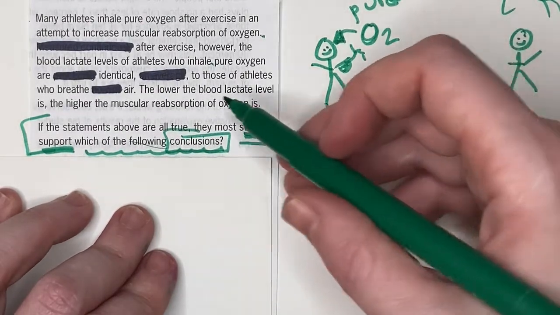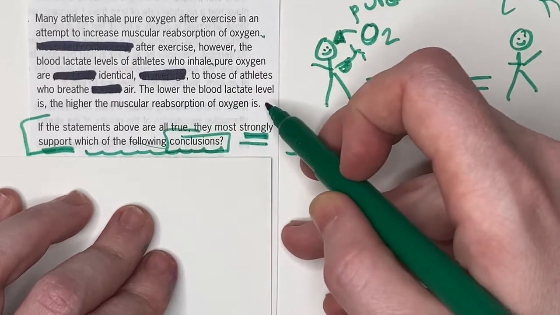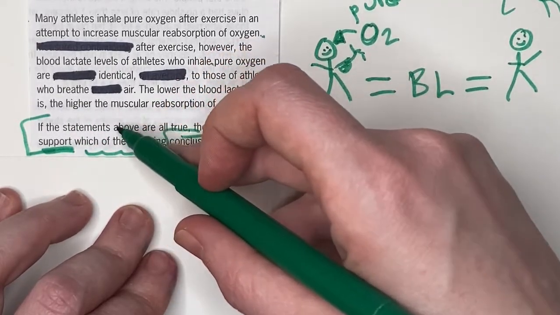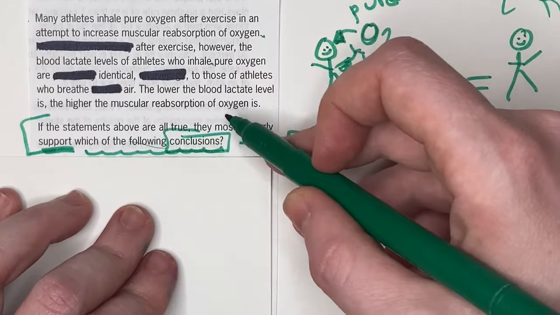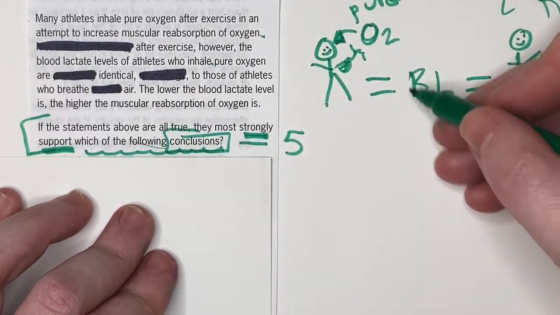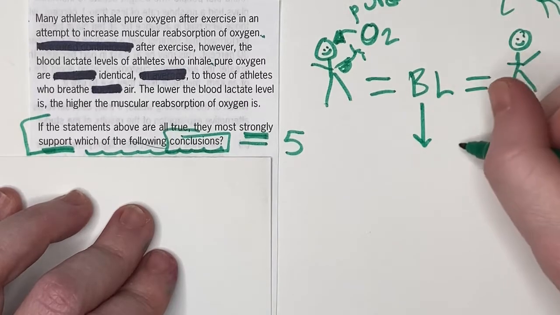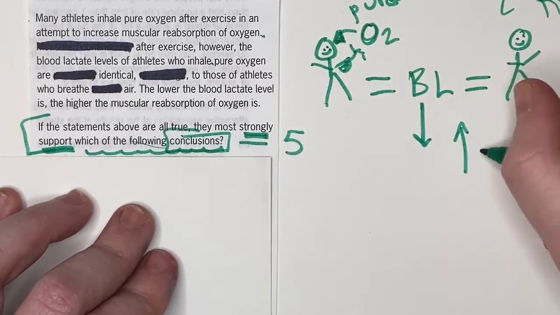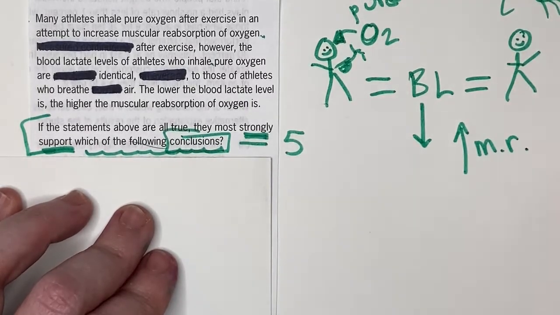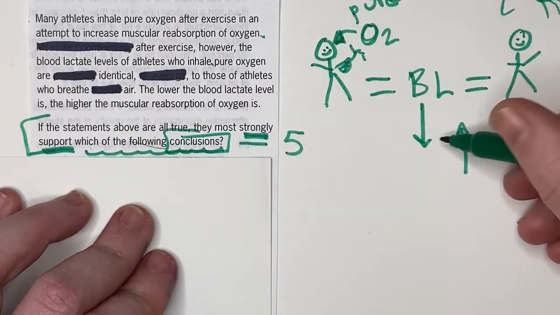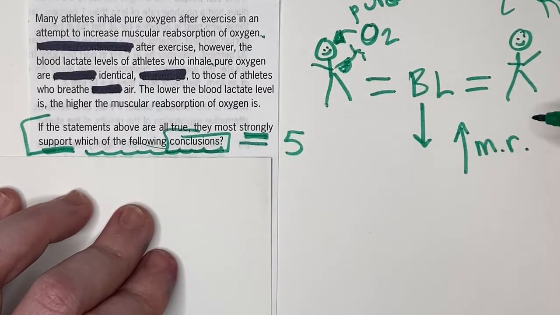The lower the blood lactate level is, the higher the muscular reabsorption of oxygen is. Okay, so this blood lactate level, when it's low, right, that means that you have a lot of, I'm going to say MR, muscular reabsorption. These two ideas are inferences to each other.